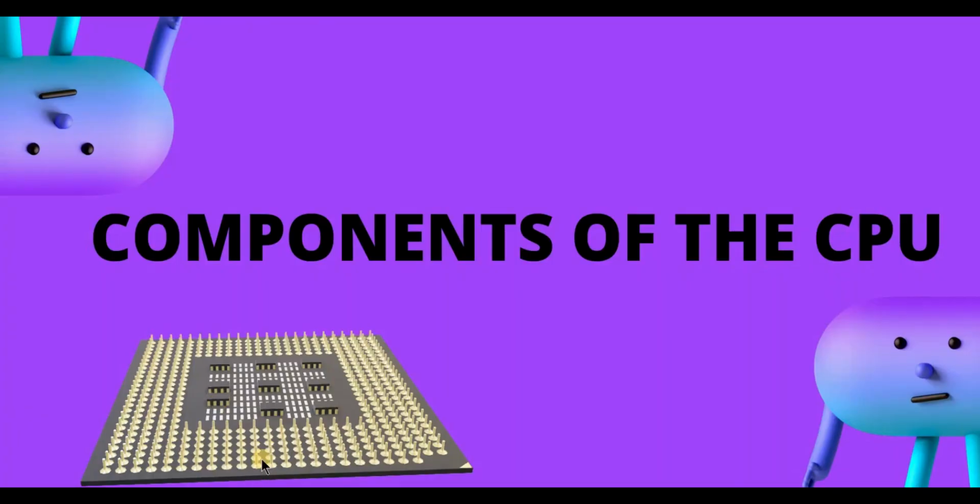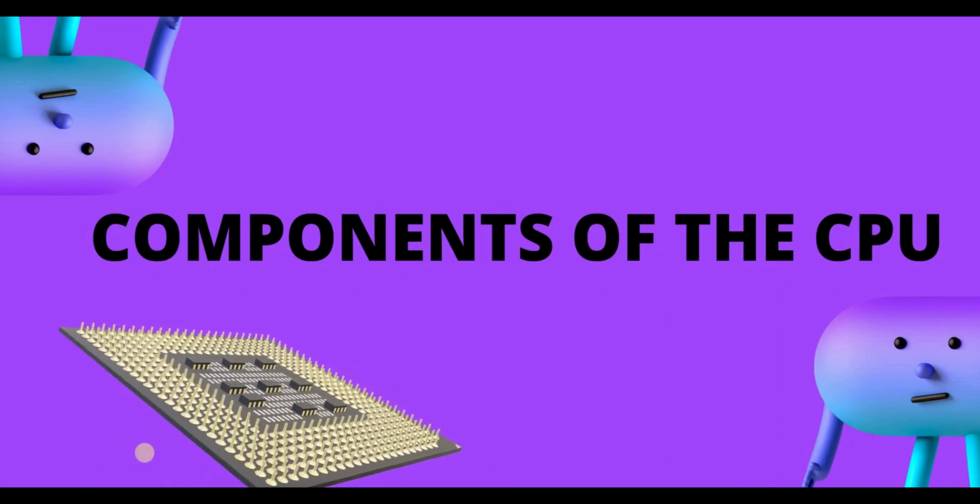Today we will learn about components of CPU. CPU is the central processing unit. It is the processing device of a computer. It is also called brain of a computer. It processes all the given data and displays the result on the output device. Let's learn more about that today. Components of the CPU.